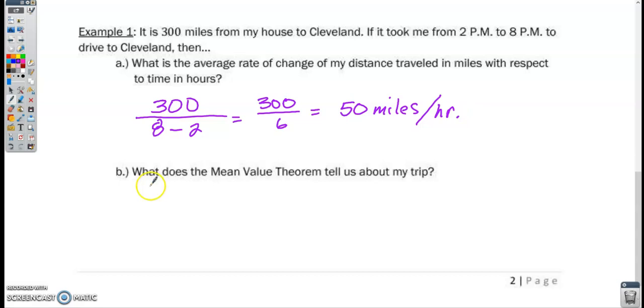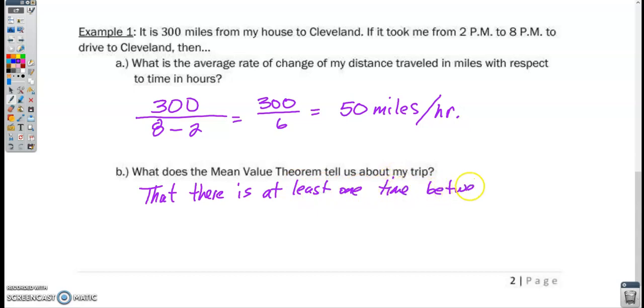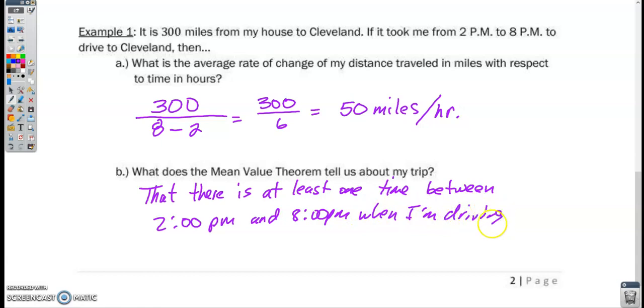And what the mean value theorem tells me is that there is at least one time between 2 p.m. and 8 p.m. when I'm driving exactly 50 miles per hour. All right, that's the mean value theorem in context, in practice.